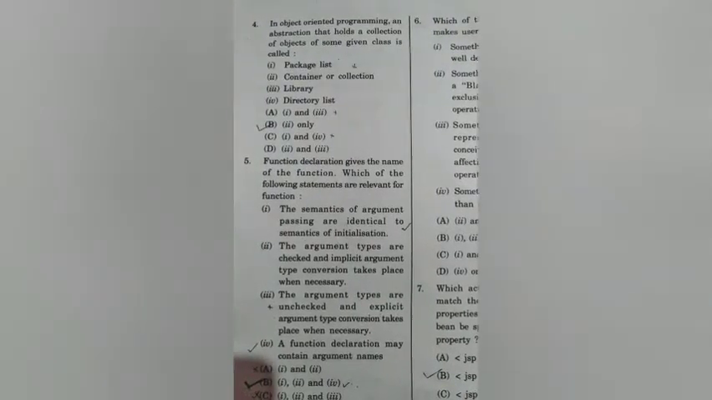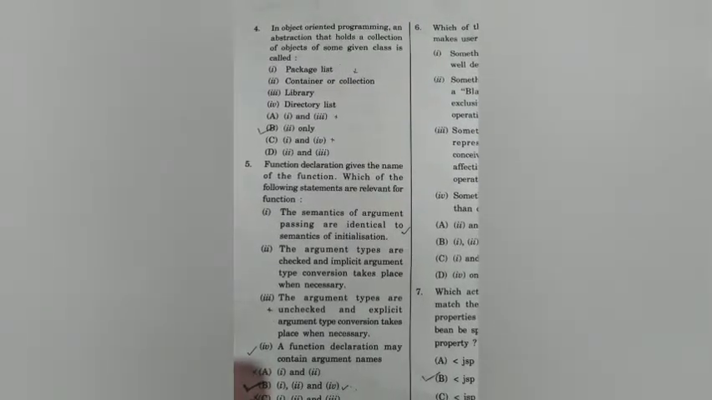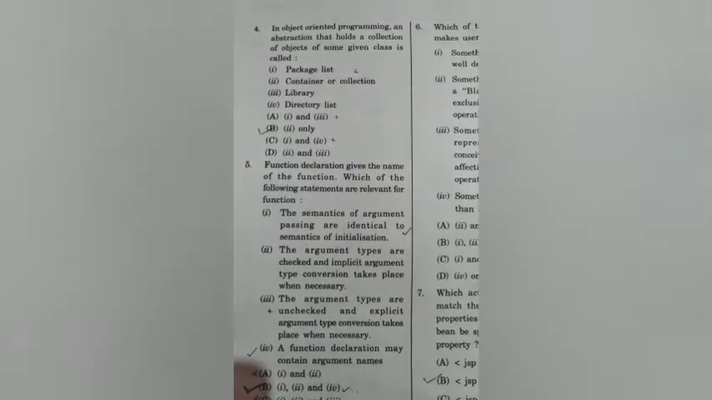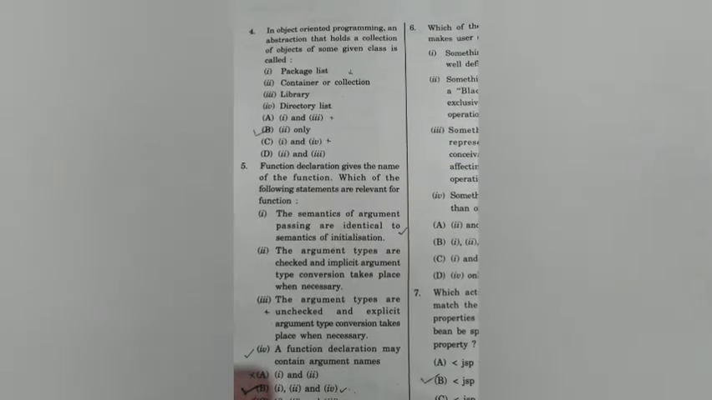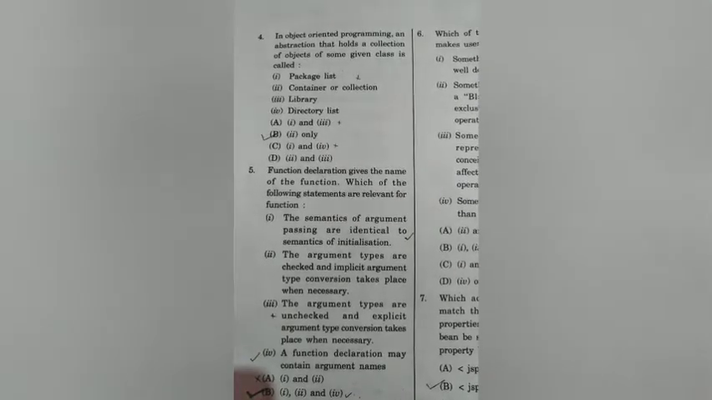Question number 4. In object-oriented programming, an abstraction that holds a collection of objects of some given classes. That is container. So container is a collection of objects. It is ADT.